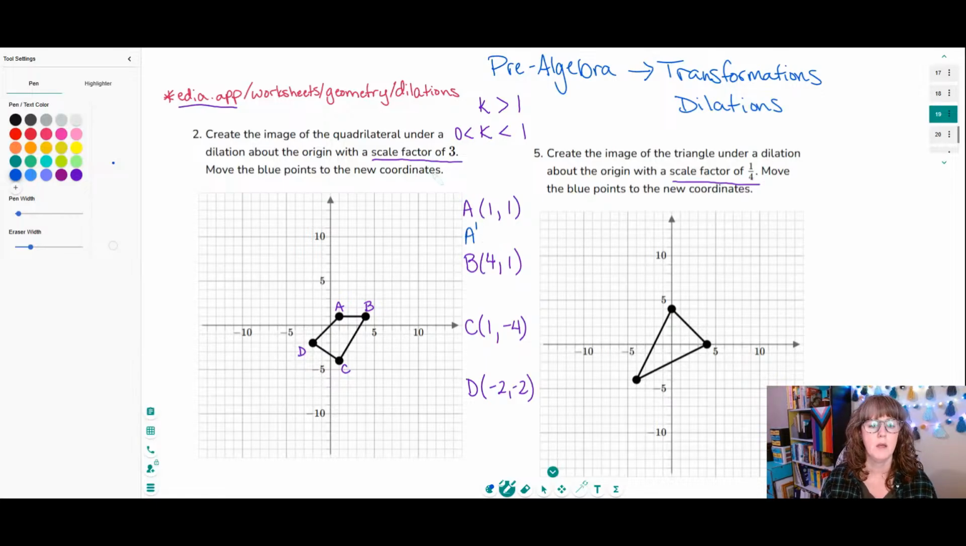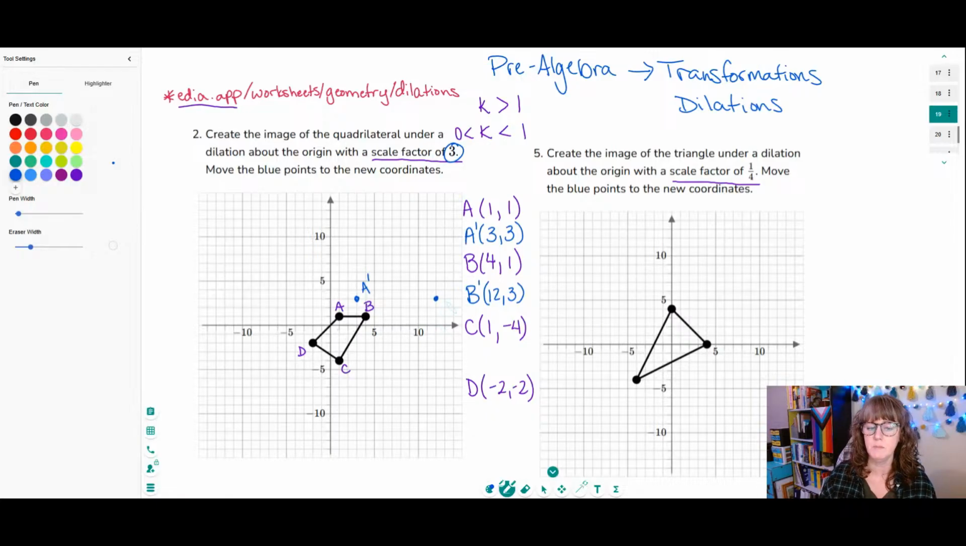A prime. All right, so again, we're just going to multiply both x and y by whatever the scale factor is. In this case, it's 3. So 1 times 3 is 3, and 1 times 3 is 3. So our A prime is going to be at 1, 2, 3, 1, 2, 3, right here. All right, and then for B prime, again, we're just going to multiply each by 3. So 4 times 3 is 12. 1 times 3 is 3. So B is going to go to 12, 3. 1, 2, 3, right here.